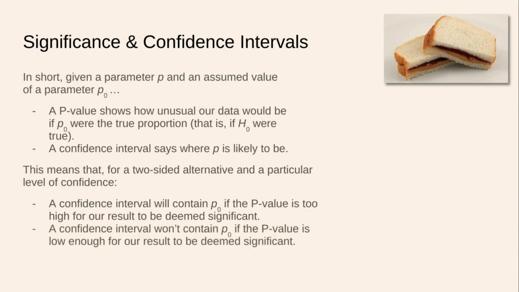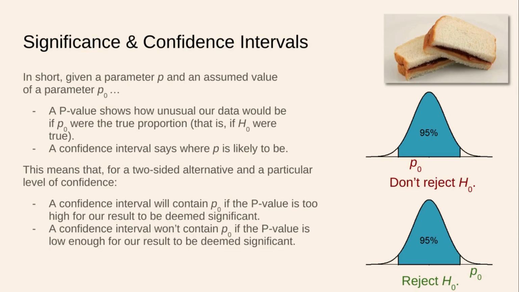However, a confidence interval won't contain p sub 0 if the p-value is low enough for our result to be deemed significant. So if our confidence interval, like with the lunch orders, the transactions that ended with IOUs, did not contain our p sub 0 value, that means that the p-value is going to be low enough for our result to be deemed significant. So confidence interval does not contain p sub 0, reject the null hypothesis, we have a significant result on our hands.